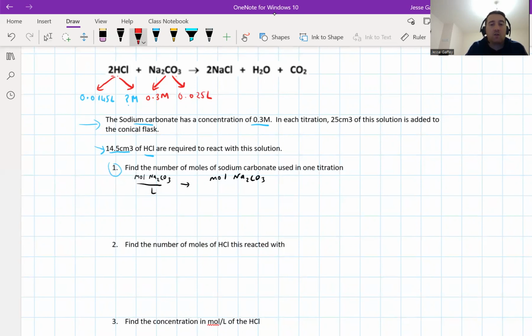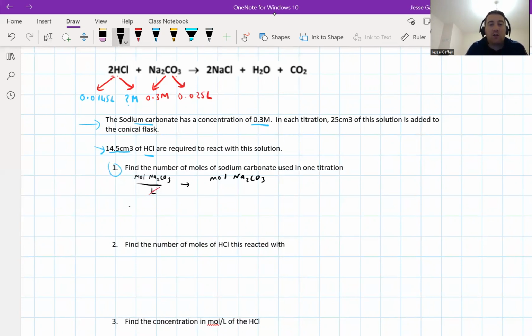Okay, so you should have this done. Well done if you do have it done and you're confident. But looking at this, I need to go from moles of Na2CO3 per liter to moles of Na2CO3. I need the liters to cancel. So how would I do that using a conversion? Pause the video. Go ahead and do this.